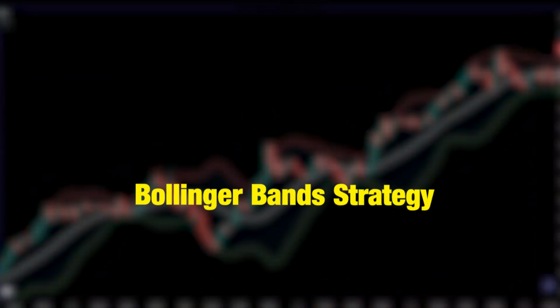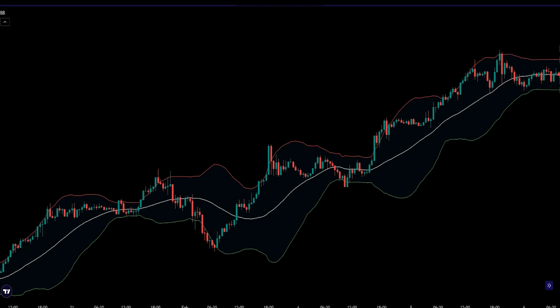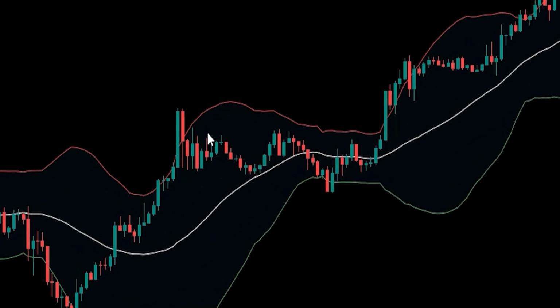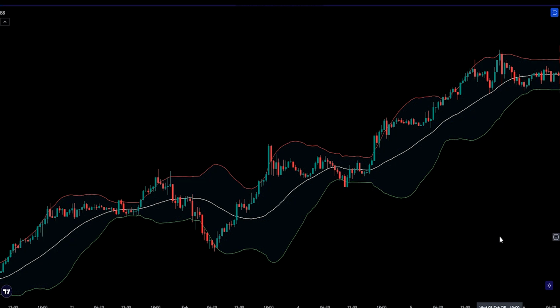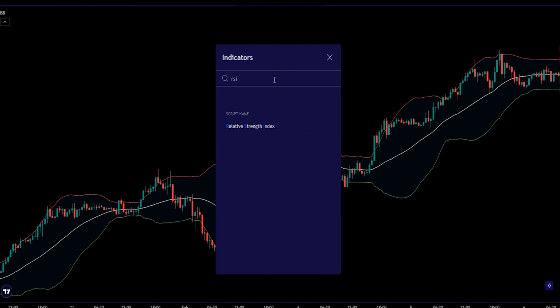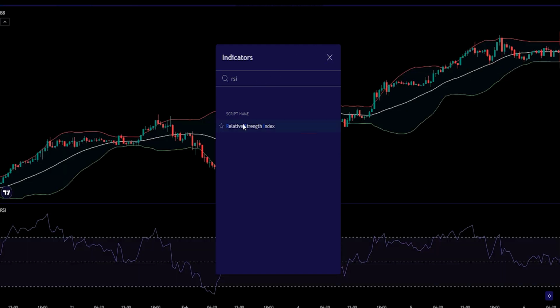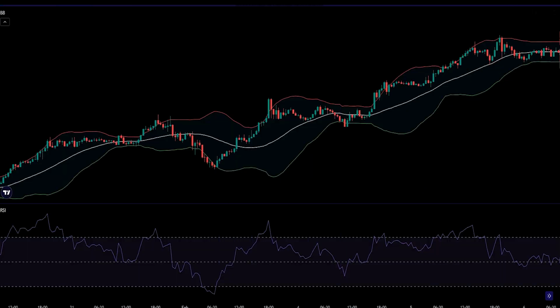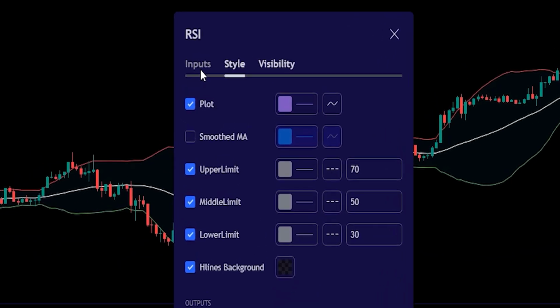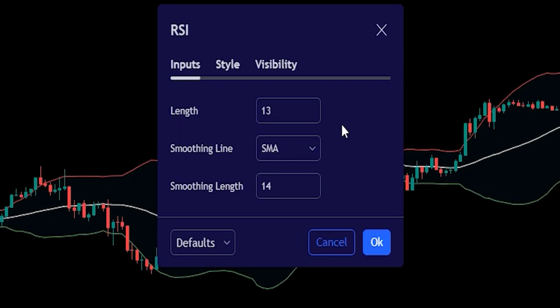Bollinger Bands strategy. Now we have the optimized settings we wanted. For a short position, whenever the price reaches the upper line, we should only look for sell trades, and whenever it reaches the lower line, we look for buy trades. But we can't enter a trade just by touching these lines, so we still need to narrow it down. From the indicator section, we add RSI. And now we go into the RSI indicator settings. Change the length number from 14 to 13, and press OK.